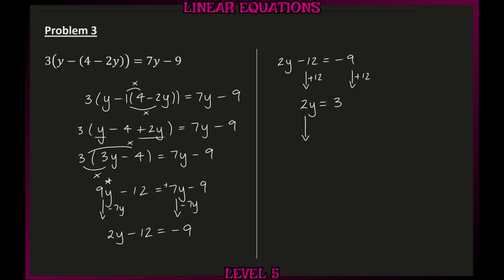Finally, we need to remove this times 2 in front of the y, and we can do this by dividing by 2 and doing the same on the right, and the times 2 and the divide by 2 on the left cancel out to leave us with y, and on the right we do 3 divided by 2, which we can either write as 3 over 2 or 1.5. And so our final answer to problem 3 is y is equal to 3 over 2.